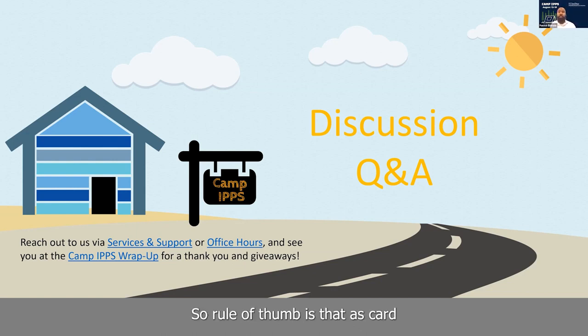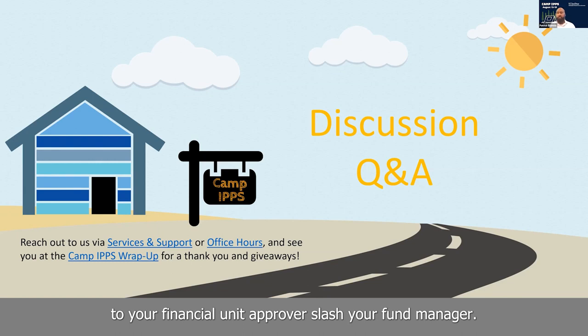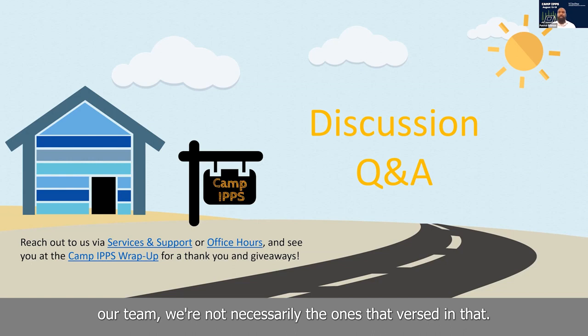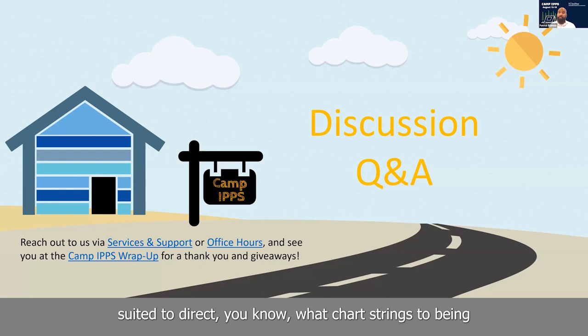So the rule of thumb is that as a cardholder, if you ever have questions about what chart strings you should be entering, all of those questions should be addressed by your financial unit approver or your fund manager. They're the ones that manage those funds and would have specific answers for you. As far as our team, we're not necessarily the ones versed in that. So the first person that we will tell you to reach out to is your fund manager or your financial unit approver. They would be better suited to direct you on what chart strings to enter.